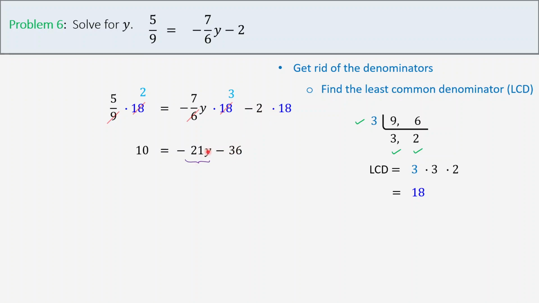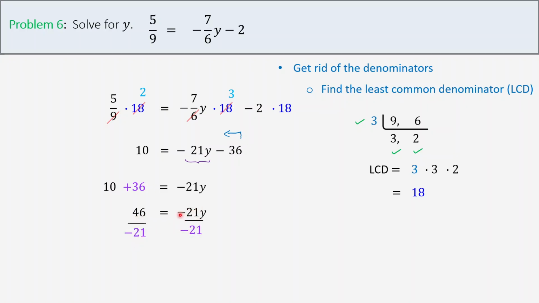You have the variable y here, so you need to isolate this term. To isolate this term, you move this term to the left. 10, this is negative 36, so you need to add positive 36, is equal to negative 21y. 10 plus 36 is 46, is equal to negative 21y. Now isolate the variable y by dividing out negative 21. So divide both sides by negative 21.